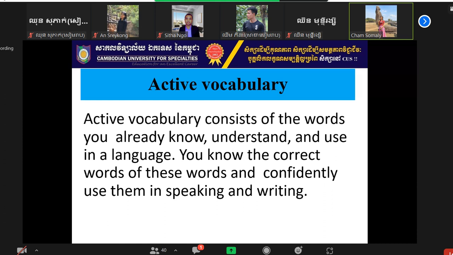Yes, the active vocabulary consists of the words you already know, understand, and use in language. You know the correct word of this word and confidently use them in speaking and writing.